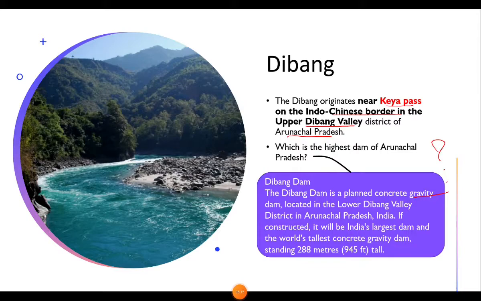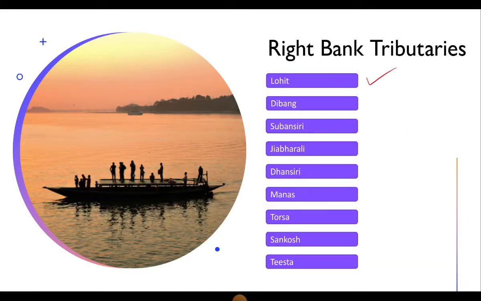The Dibang Dam is a planned concrete gravity dam located in the Lower Dibang Valley district of Arunachal Pradesh, India. If constructed, it will be India's largest dam and the world's tallest concrete gravity dam, standing 288 meters, meaning 945 feet tall. So Dibang Dam is the highest dam of India, or you can say of Arunachal Pradesh also. Now we have completed Dibang.